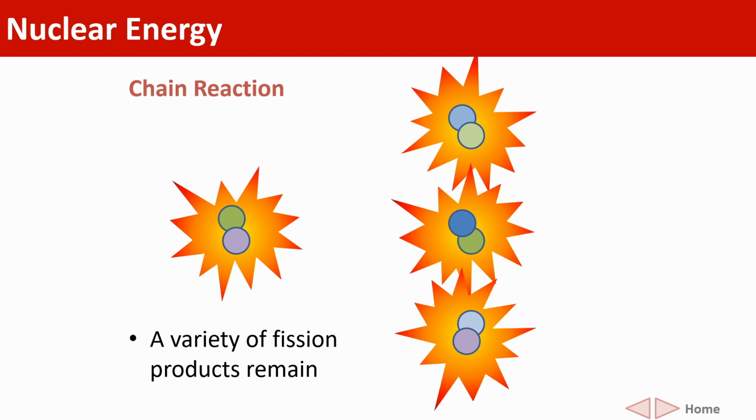Another advantage is there's an awful lot more energy released by fission than by burning. So a small mass of fuel can produce the same amount of energy as a very large mass of coal or oil. We'll look at some more of the advantages and disadvantages in our notes later.